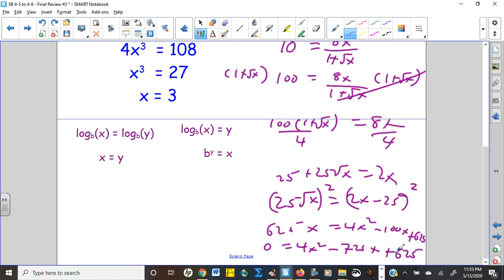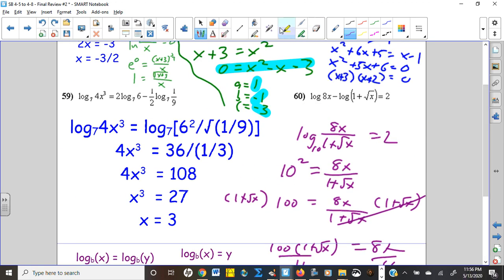Like I said, I didn't think this was going to be a very promising problem, and I would bet you that does not factor. But you can go use your quadratic formula now with a is 4 and b is negative 725 and c is 625, and you'll get a couple answers. I bet they're not very pretty.